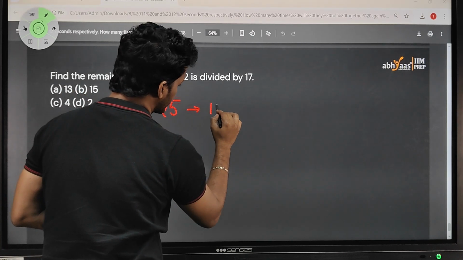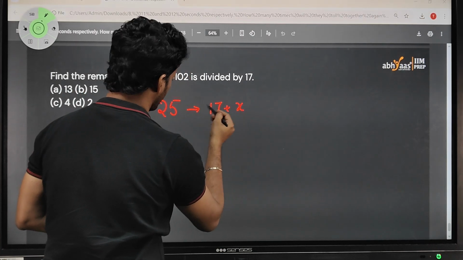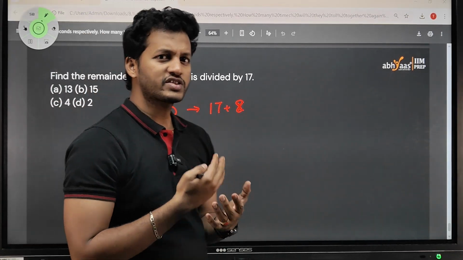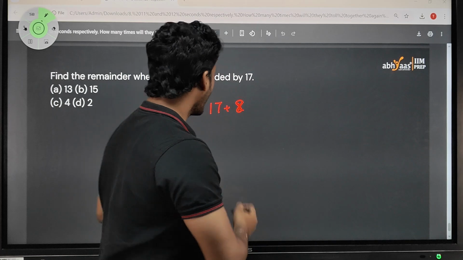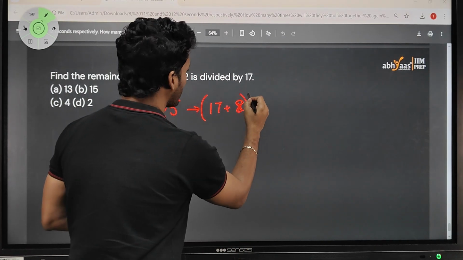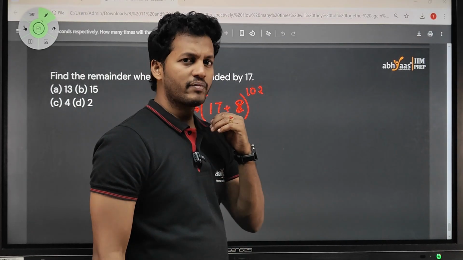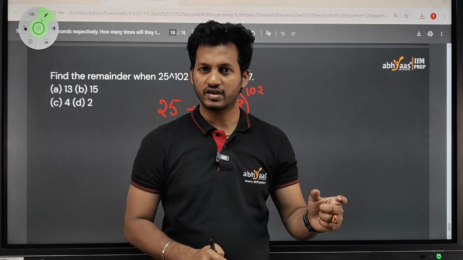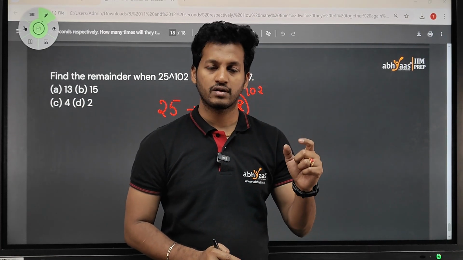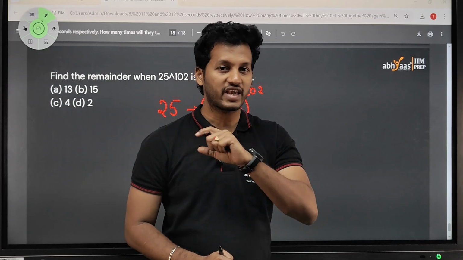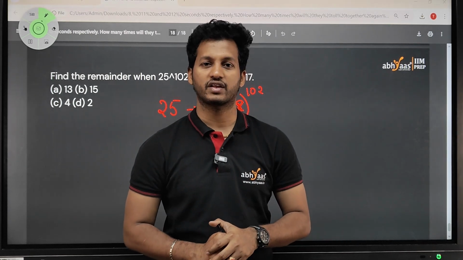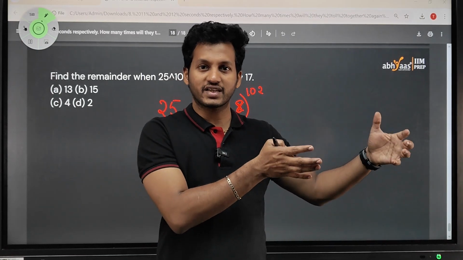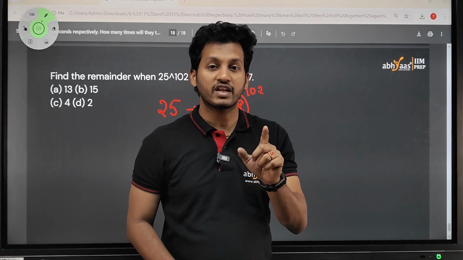That means if I take 25 as a sum of 17 and another number, what is that? 8 only. If I take 25 as the sum of 17 and 8, and I expand (17 plus 8) power 102 as a normal binomial expansion, will I get every term as a multiple of 17? Think. Yes, you are right. I cannot get every term as a multiple of 17. I'll get one term left which doesn't contain 17, or 17 power 0 will be there.